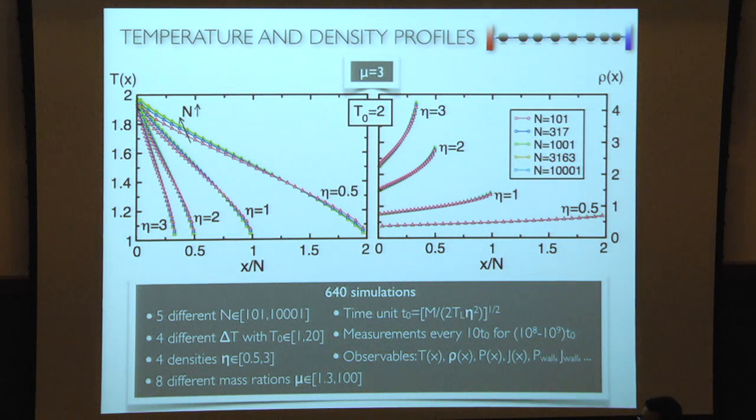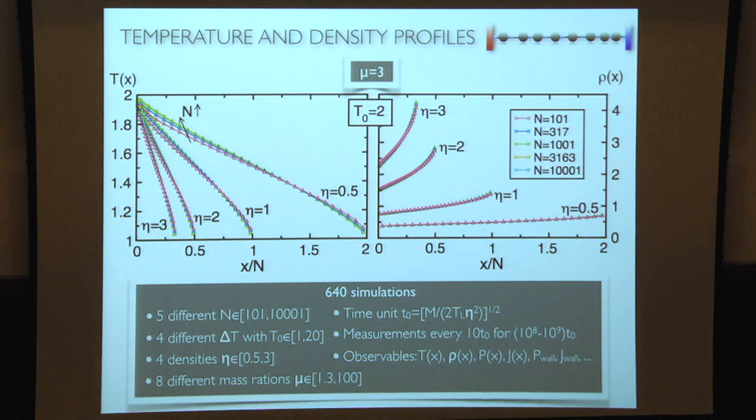We study this mu, which is the ratio between the big mass and the small mass, from 1.3 up to 100. So we really explore the whole parameter space. This amounts to a total of 640 simulations, so they ran for a few months on our computers. Here you have some of the details. These pictures have error bars, but you don't see them because they are much smaller than the symbols. They have 3 sigma error bars.